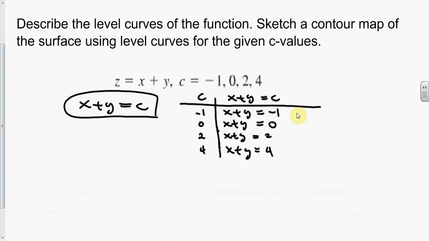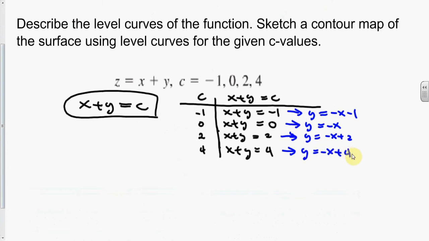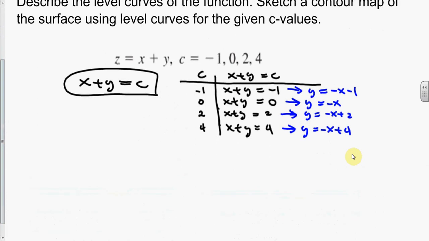Now we can relate the functions in a different way to be able to graph. Y is equal to -x minus 1. Y is equal to -x. Y is equal to -x plus 2. And then for this one, y is equal to -x plus 4. So now we graph.